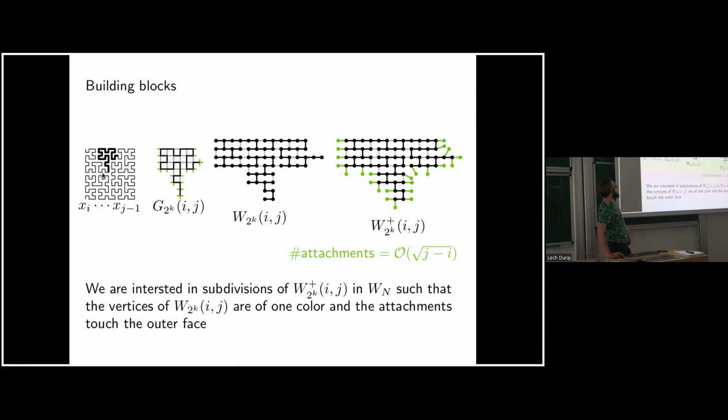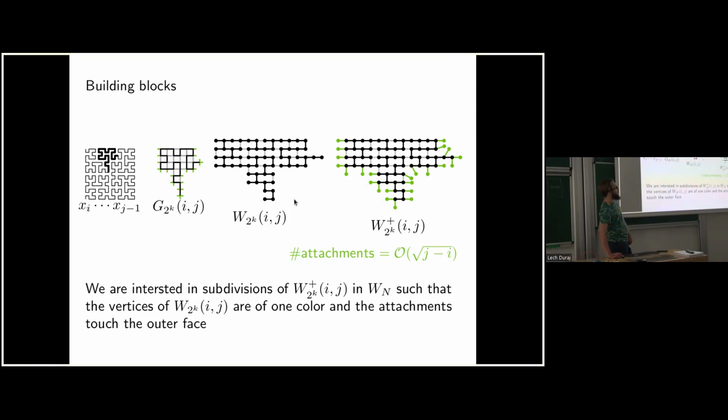So here's some example. For example, if here we have some Hilbert path and we consider a subpath which looks like this. The corresponding graph G2K looks like this, and the green parts represent the attachments to the outside world. And as I mentioned earlier, the number of them is linear in the number of edges in this subgraph.